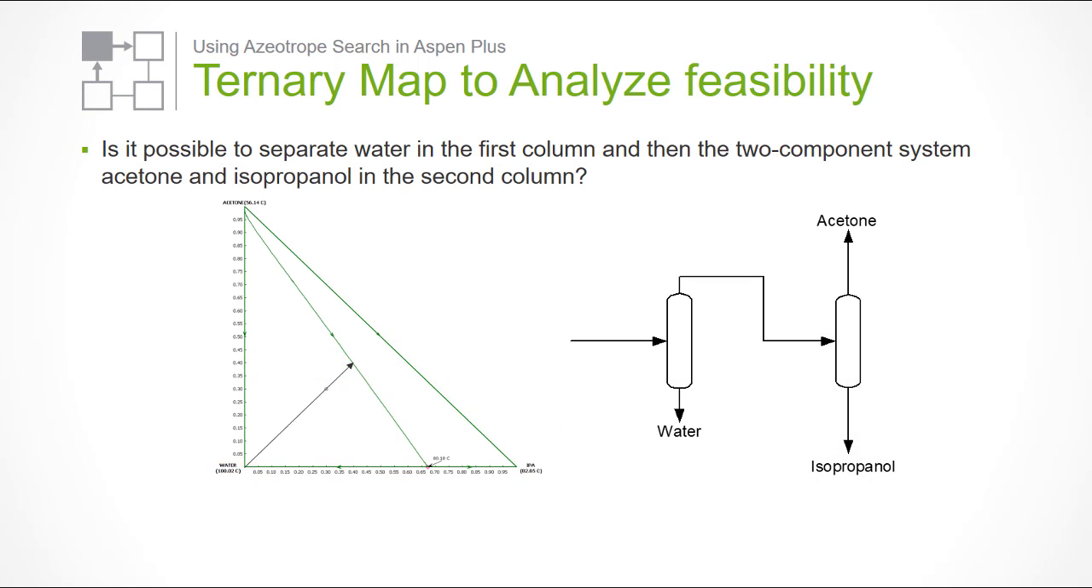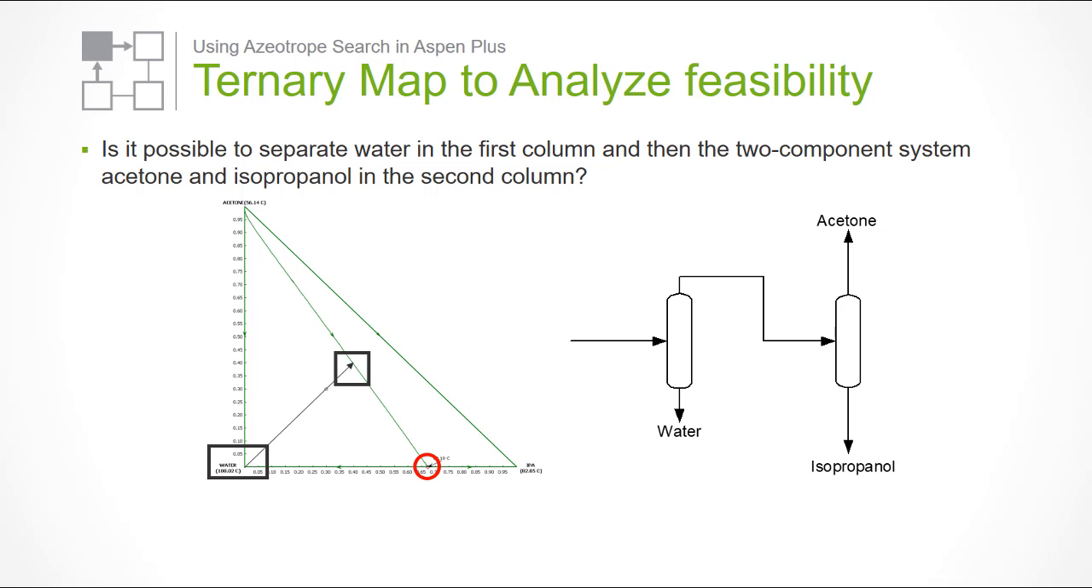The ternary map can also be used to check if a separation sequence is possible. The system includes three components: water, acetone, and IPA. Is it possible to separate water in the first column and then the two-component system, acetone and isopropanol, in the second column? With the pure water from the bottom of the first column, the distillate composition is on the black line containing a mixture of all three components.